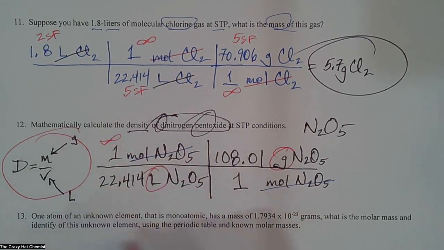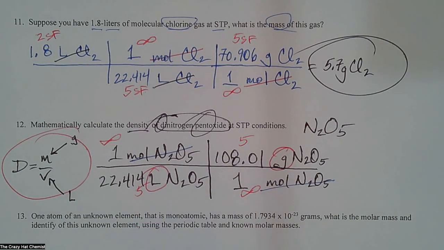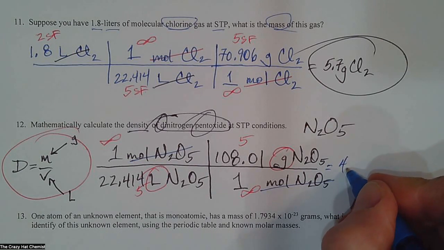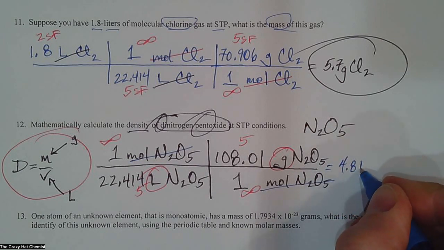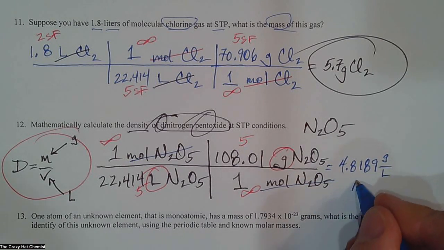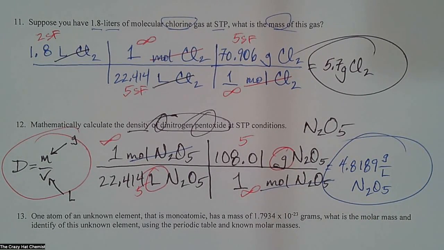This is an infinite number of significant figures. Infinite, this is 5, this is 5. My answer will have 5 significant figures. So that's going to equal 4.8189 grams per liter of N2O5. There is my number, units, and formula. The units are grams per liter, and the formula is N2O5. Yes, fantastic. I hope you're cruising along here.